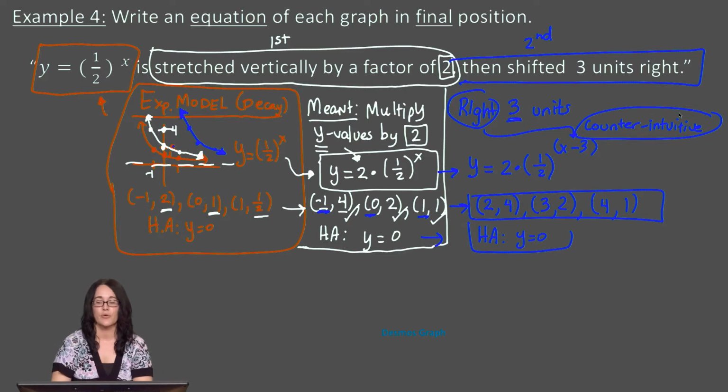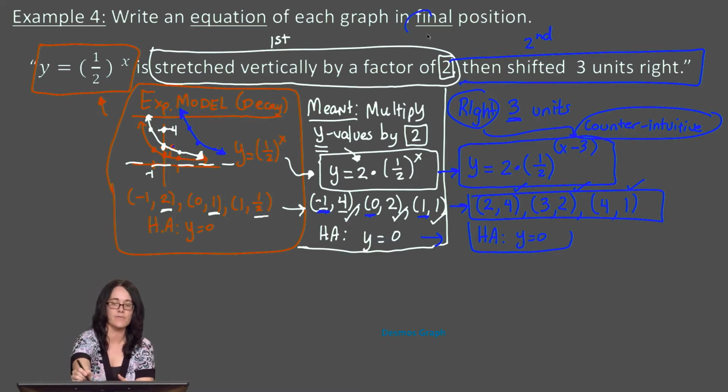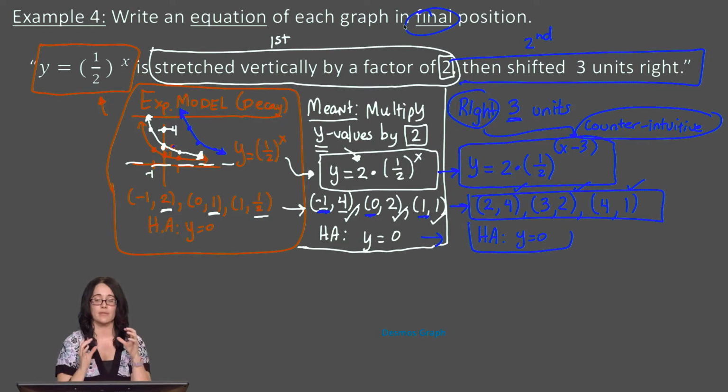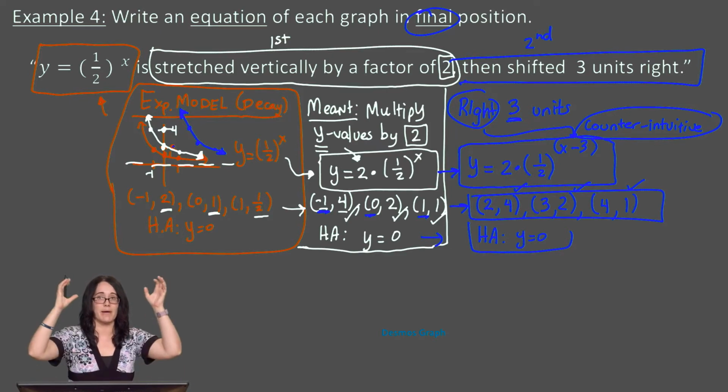Okay? So at this point, I want to test, do I have the right model? And to do that, I simply plug in my inputs and see if it spits out the right outputs. So for example, at the input of 2, 2 minus 3 is -1. Reciprocal of 1/2 is 2, and 2 times 2 is 4. And you can check each of these on your own. They will all work. So we've in fact found the equation in its final position. Y equals 2 times parentheses 1/2 all to the x minus 3 power. Technically, you don't have to use the parentheses for the exponent, but it's highly recommended, especially if you're using technology, because you want to tell your calculator or Desmos, whatever you're using, that this is all in my exponent.